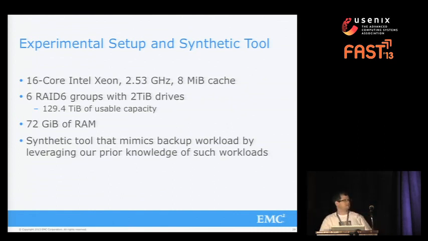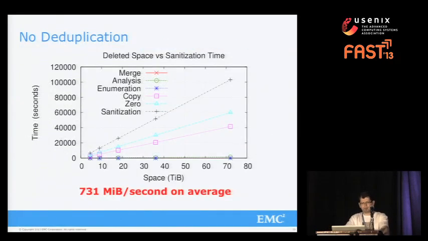So we've done some analysis to evaluate this approach, and for that we have run the experiments on a 16-core machine, 2.53 gigahertz, 8 megabyte, 6 RAID groups. The total usable capacity was about 130 terabytes and 72 gigabytes of RAM. And we use a synthetic tool that is built in-house that mimics backup workload, which was built based on our prior experience on backup workloads. So that's a tool that we use to benchmark our systems internally. And then we did 3 sets of experiments.